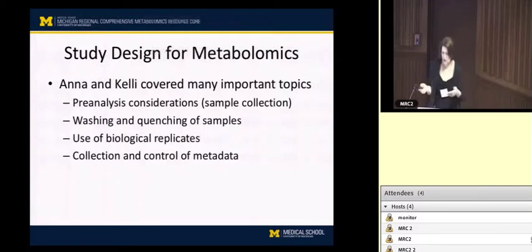The washing and quenching part is obviously important. Charles talked about why you want to quench your metabolomics very quickly and make sure that you stop enzymes from continuing to act on your samples. Washing is also important in that guidelines document, because you want to make sure that you remove as much of the media as possible. Otherwise, you're going to be getting metabolite signals from anything that's in your media, that is not endogenous to your cells.